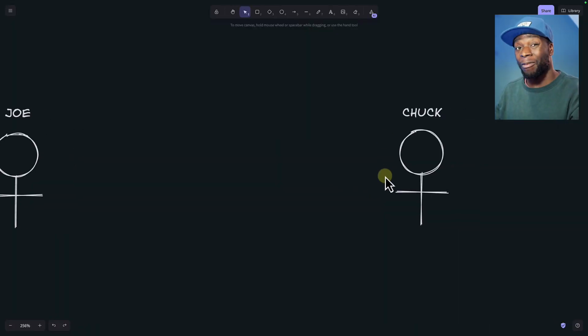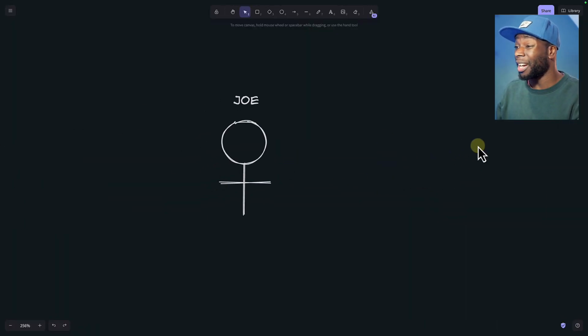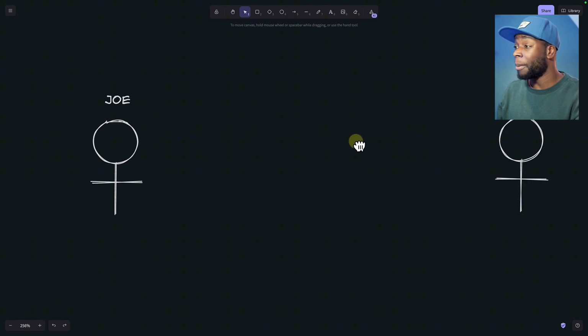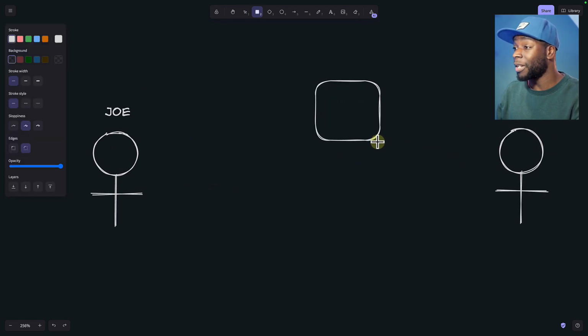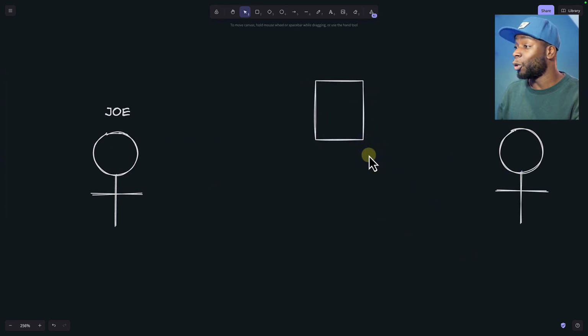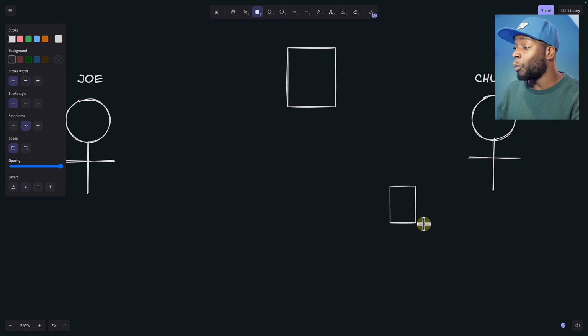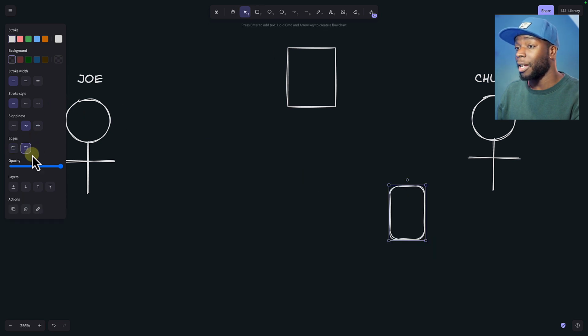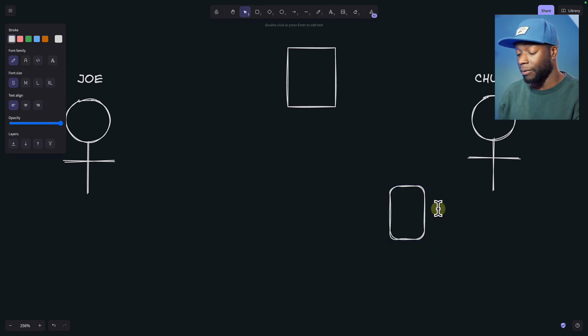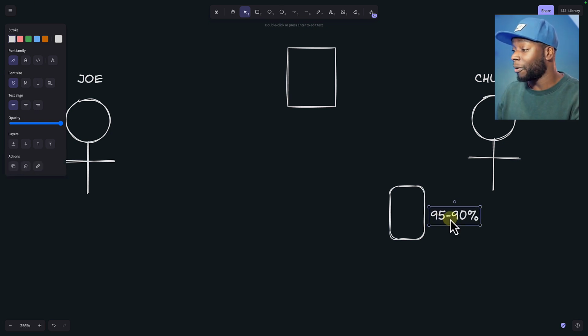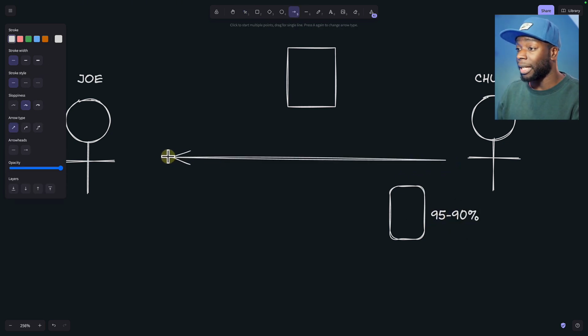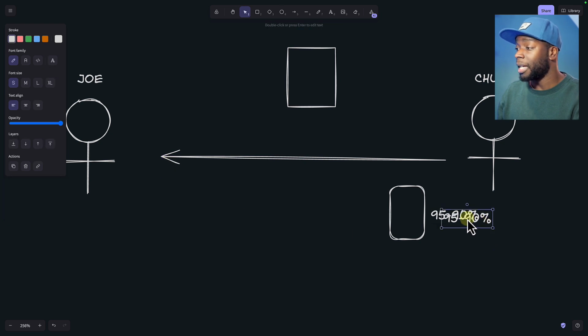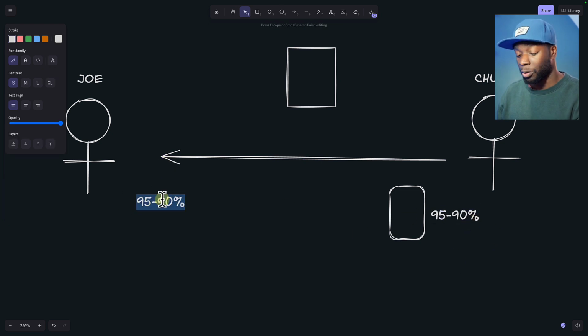Let's go through a quick example. Chuck over here is a rice farmer, and Joe on this side owns a sushi restaurant. Both these guys have a legal written agreement, and they've agreed for Chuck to provide Joe with one bag of high quality rice. So this bag has 95 to 90% high quality grains, and he has to provide that to Joe every single day. And all Joe has to do is give Chuck $400 a month.